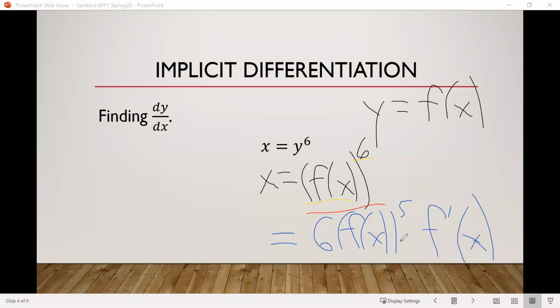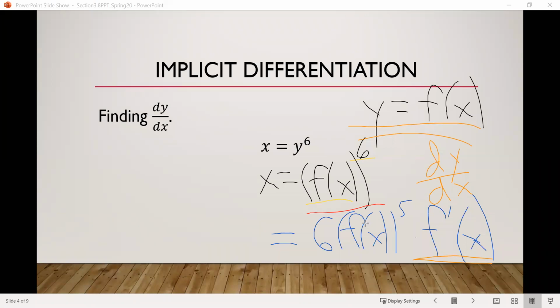f prime of x. Okay, and again, we can't say much more than that because we don't actually know the formula for f of x. And I want you to notice that when we do that, this f prime of x, since it's y as a function of x here, is actually the same as dy dx. That would be the derivative of y with respect to x, because f prime of x is a derivative and y equals f of x.